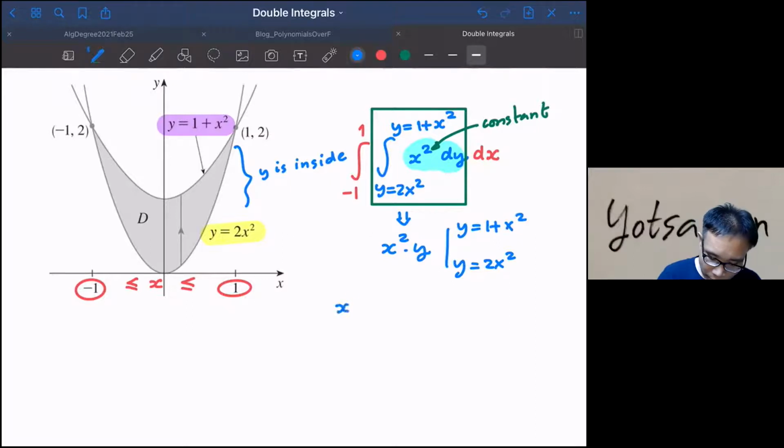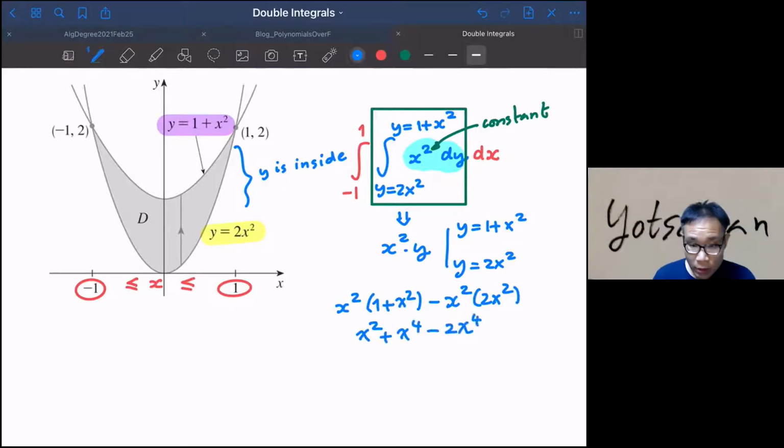And so you get x squared times 1 plus x squared minus x squared, what is going to be 2x squared? So you're gonna just plug in y equal to 1 plus x squared, subtract by 2x squared. So you're gonna have x squared plus x to the fourth minus 2x to the fourth. So you have x squared minus x to the fourth, and you integrate from negative 1 to 1 dx.